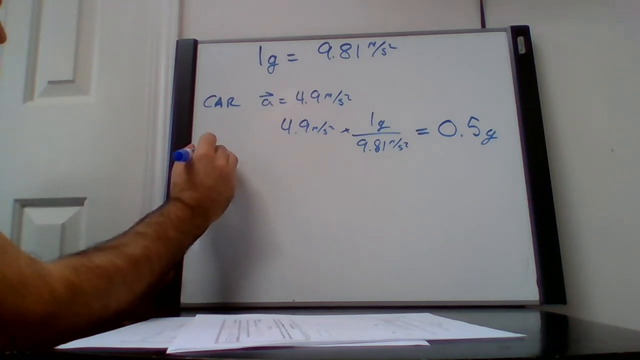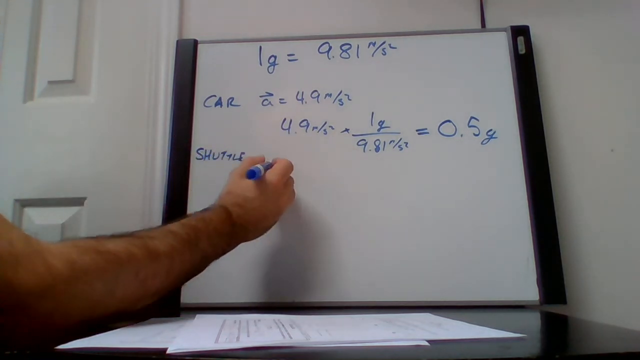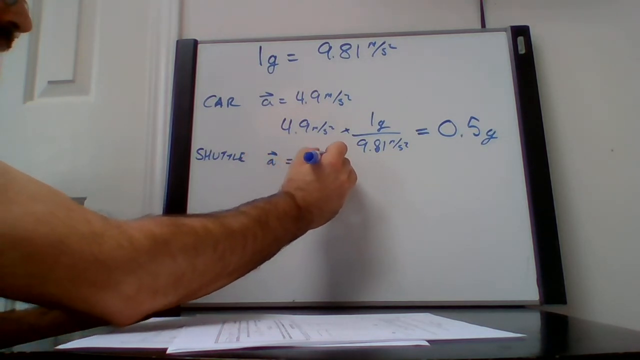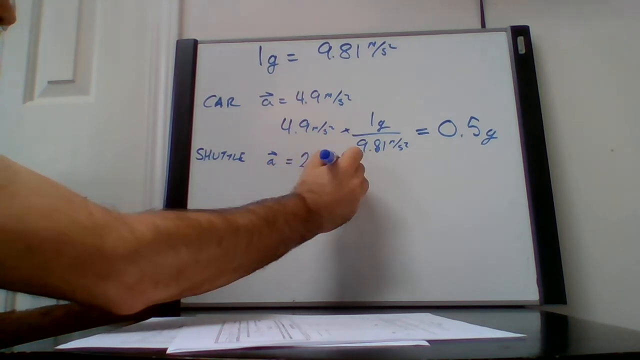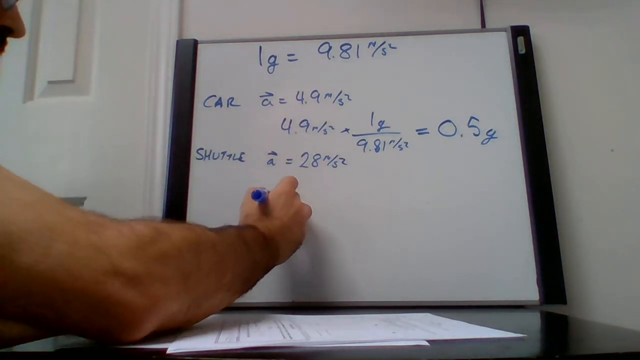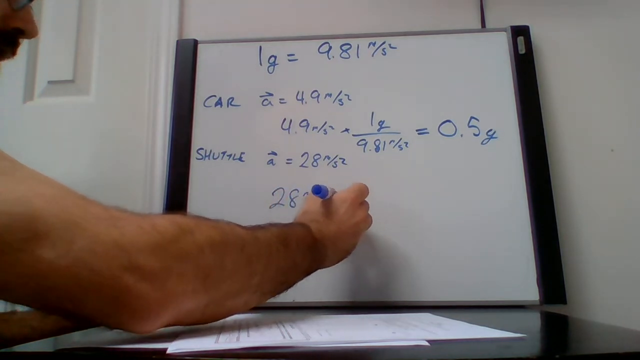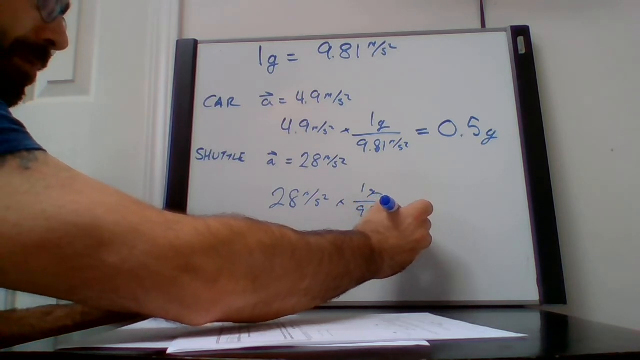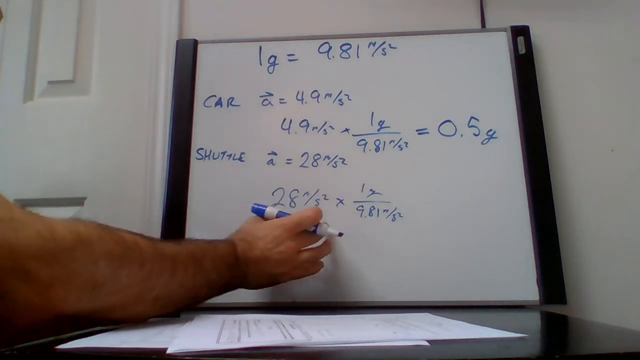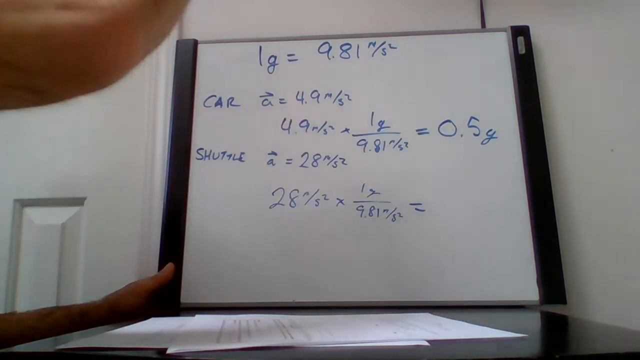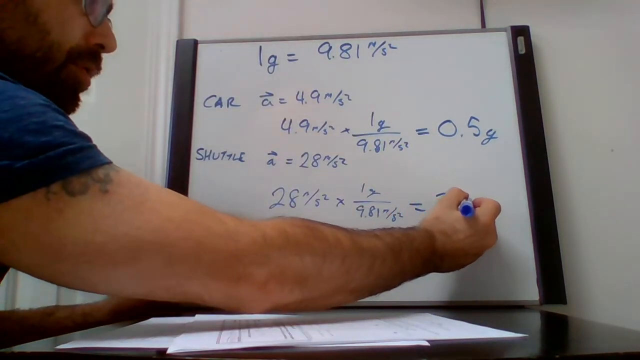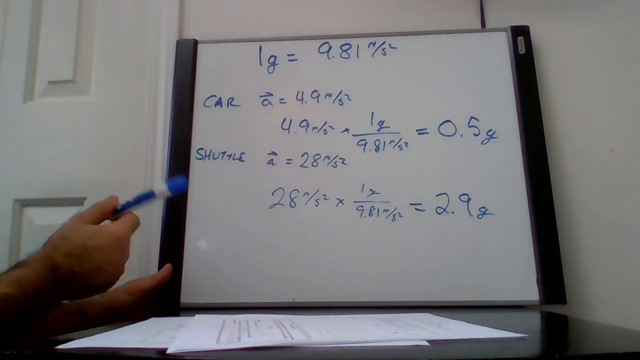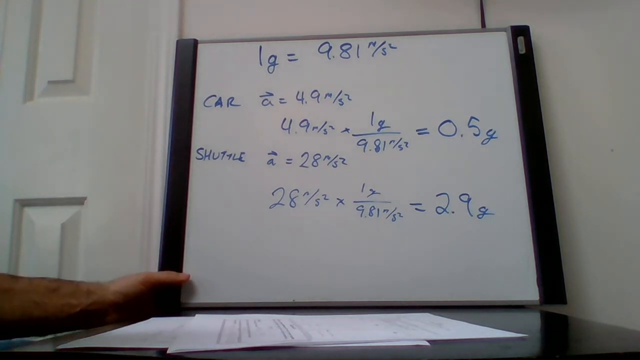If we're talking about a shuttlecraft or a rocket that's launching and has an acceleration of about 28 meters per second squared, we can do that again. We can take that 28 meters per second squared times 1 g over 9.81 meters per second squared. This is just so that those units cancel out and we get into g's. For this one, we have a value of approximately 2.9 g's. So a shuttle launching off would feel approximately 2.9 g's of force.